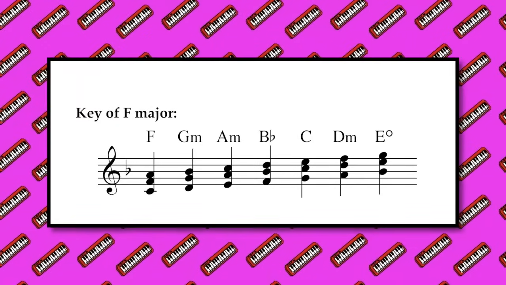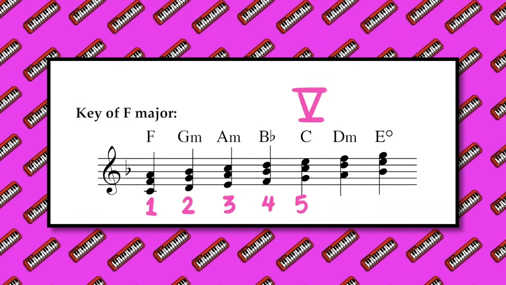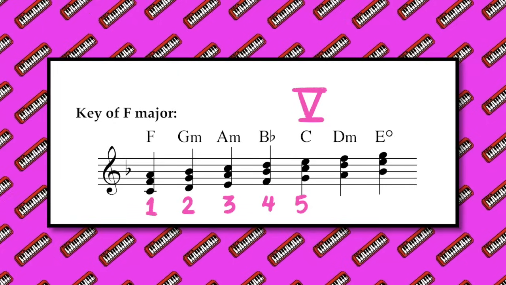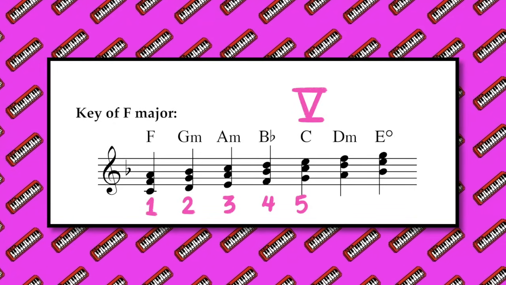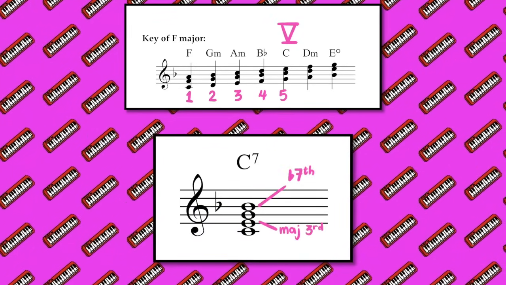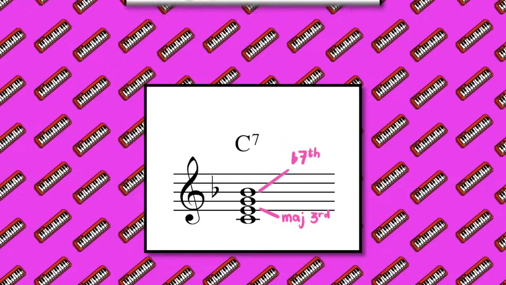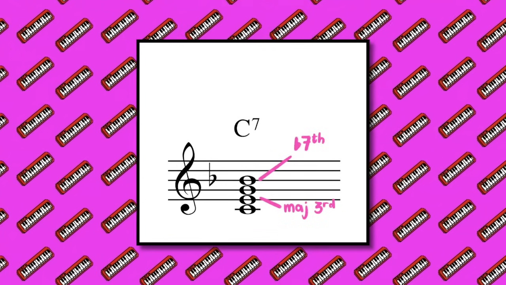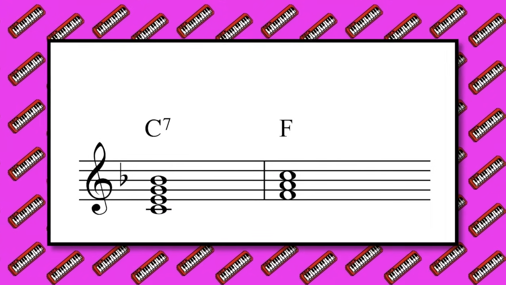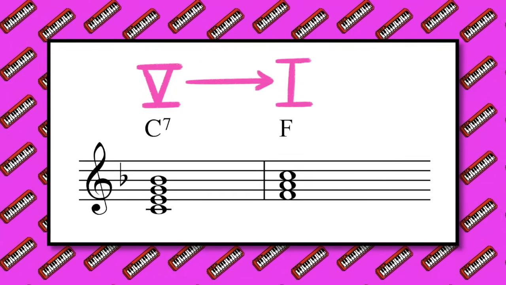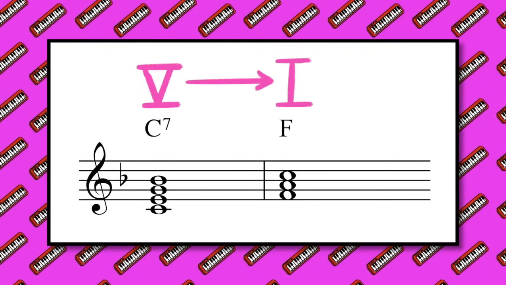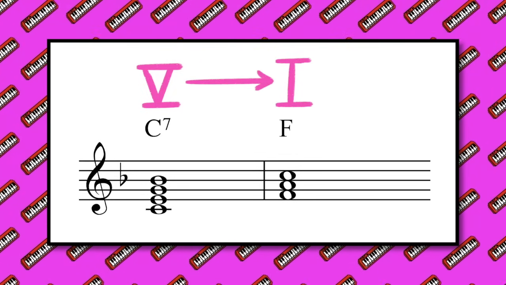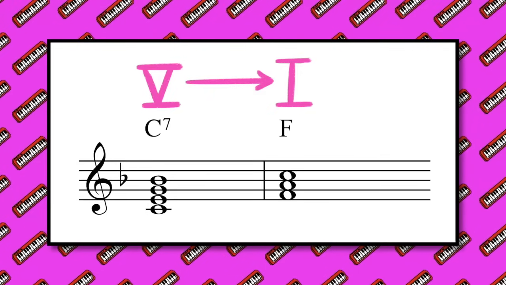So first, in any key, the 5 chord, or the chord built off of the 5th note of the scale, is called the dominant chord. Dominant chords have a major third and a flat 7th, and the tension of these two notes together makes this chord want to move somewhere else. Specifically, the 5 chord wants to move to our home chord, the 1 chord of whatever key we're in. So in the key of F major, a C7 chord will want to move to an F chord.